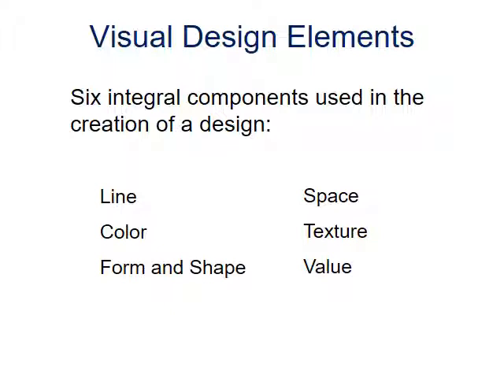So that's really the big picture idea of these 6 elements. What are they? Line, color, form and shape, space, texture, and value. And the amounts that each architect or designer uses will create a different architectural style or architectural feel to convey a different kind of message, I guess, to the viewer.